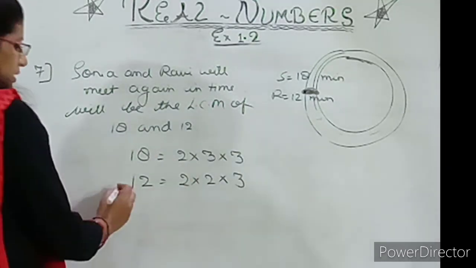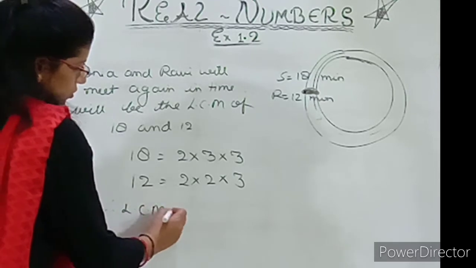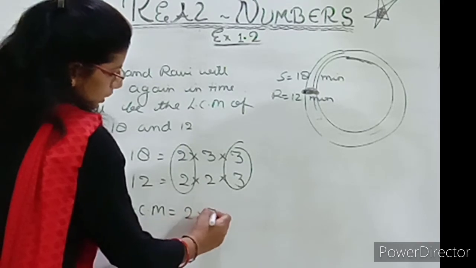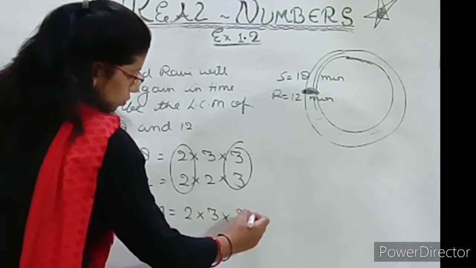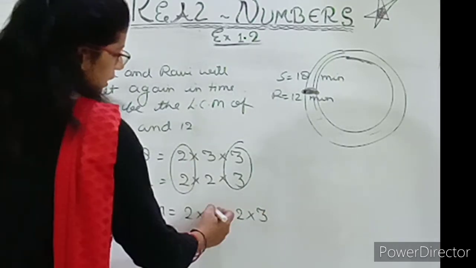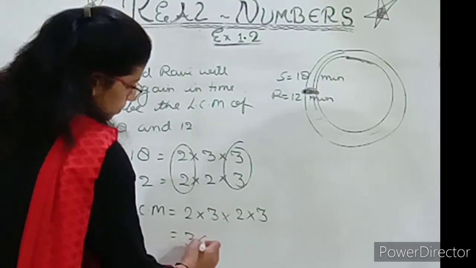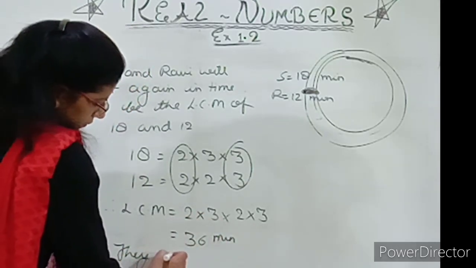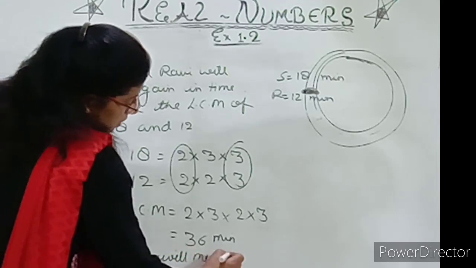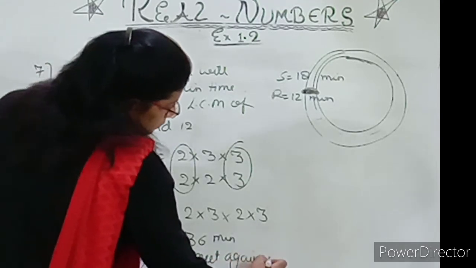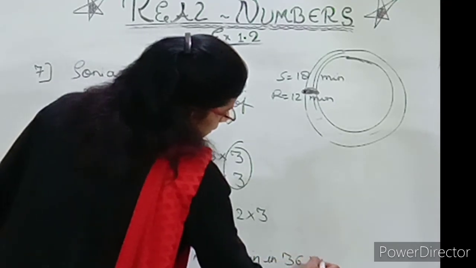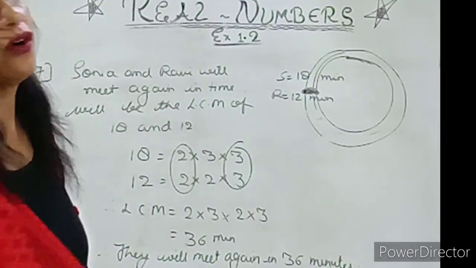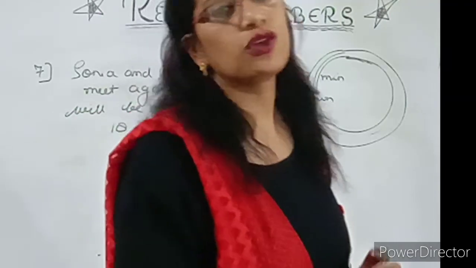Now we have to find the LCM. So LCM equals, first take what is common. These two are common, so 2 into 3. Then what is left? You have to write 2 into 3. 3 3s are 9, 9 2s are 18, 18 2s are 36 minutes. So they will meet again in 36 minutes. Okay, so this was the 7th question of exercise 1.2, which was the last question of this exercise.